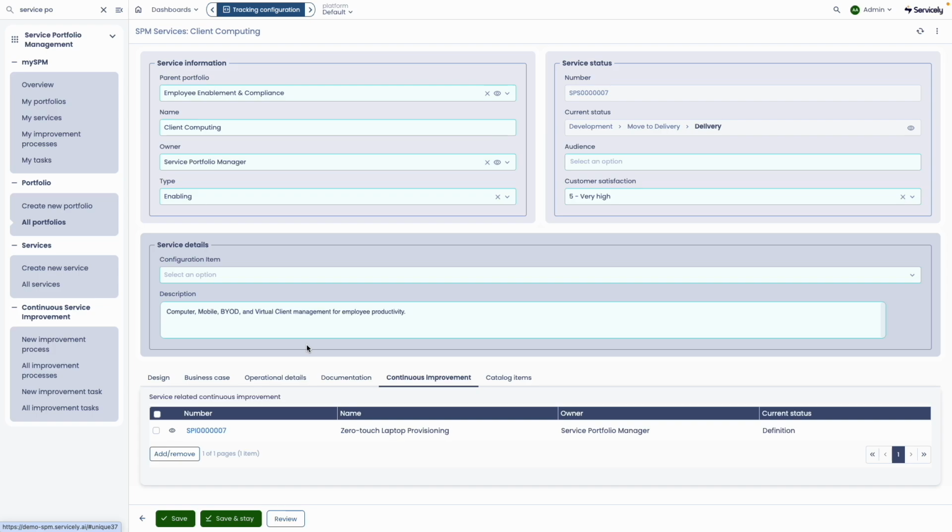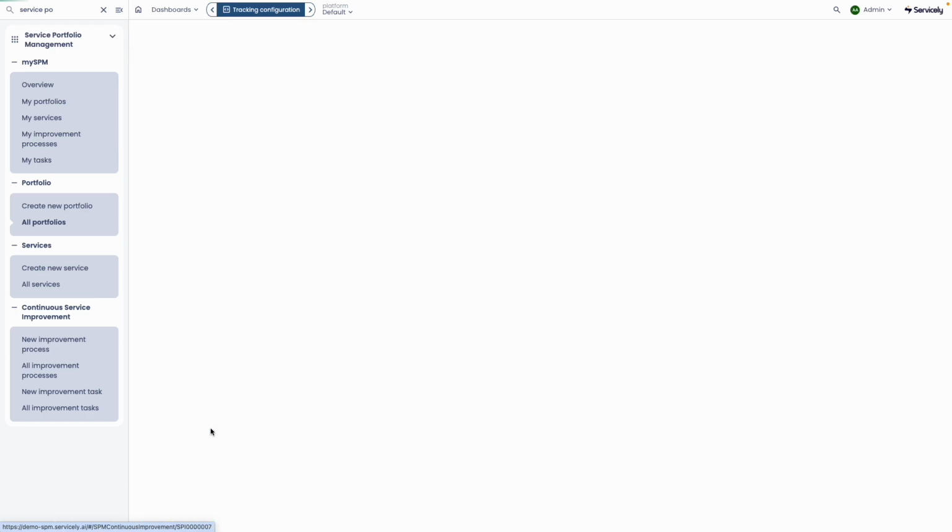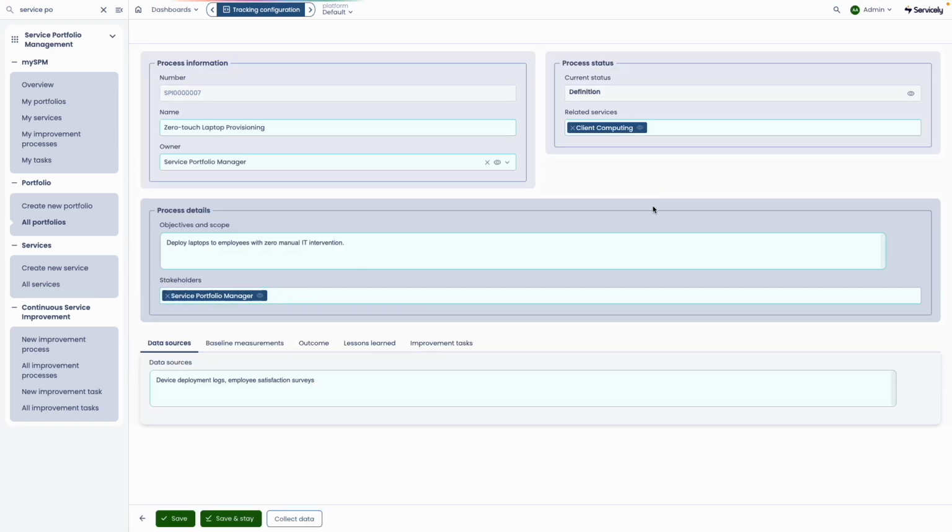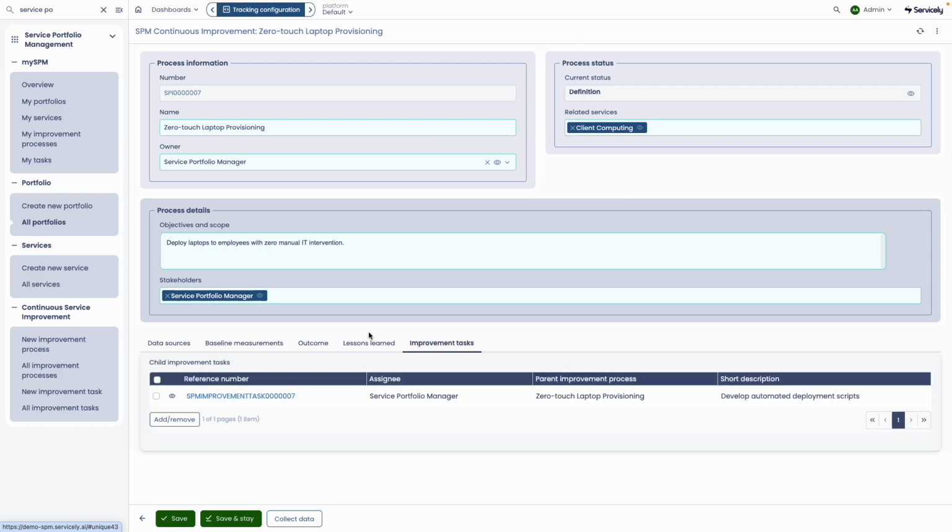So in here we can see we have a continuous improvement initiative that drives enhancements for this particular service. So we can open up that initiative and see what's the current state, objectives, any particular stakeholders, the data sources, what particular type of measurements we're looking at here, what type of outcome we're trying to achieve, lessons learned, and individual improvement tasks that can be driven and assigned to individuals so that we really make sure that we drive continual service improvement.